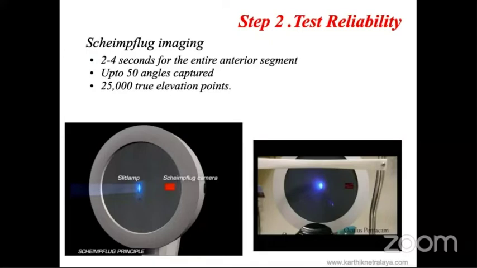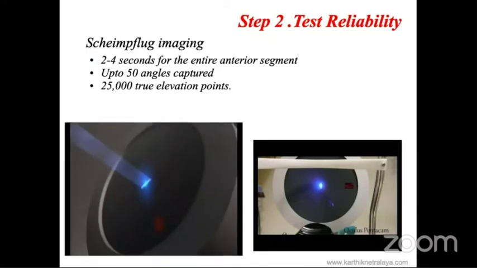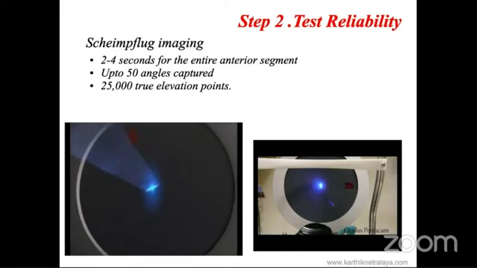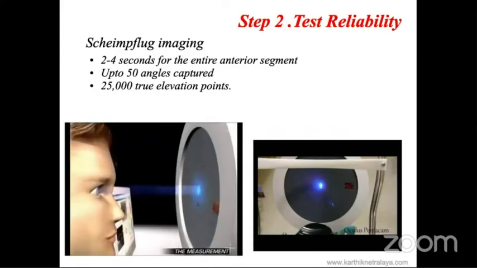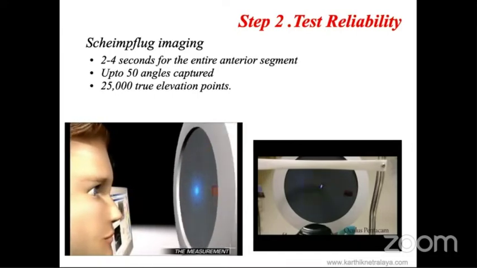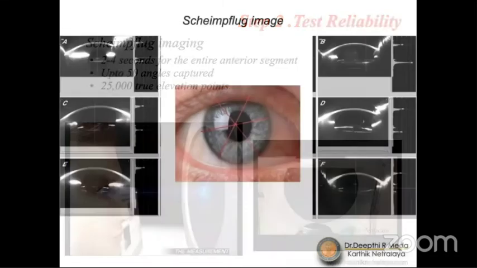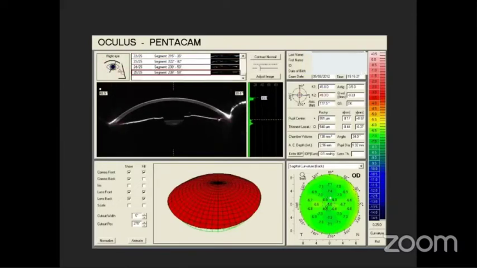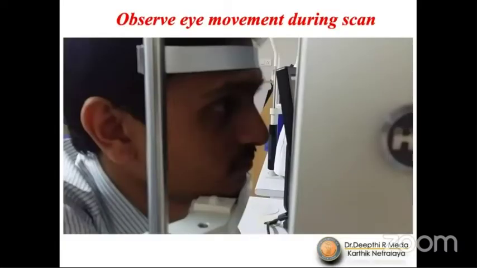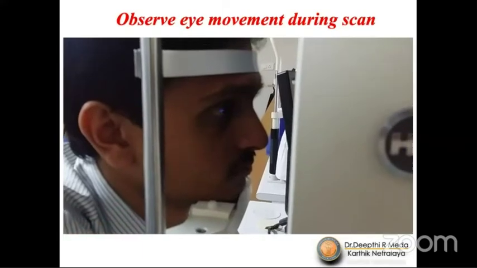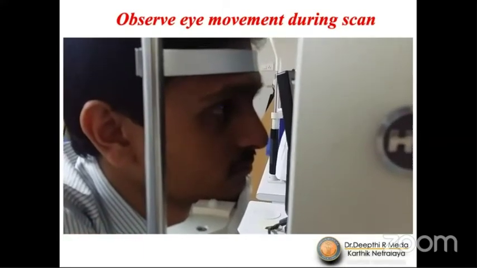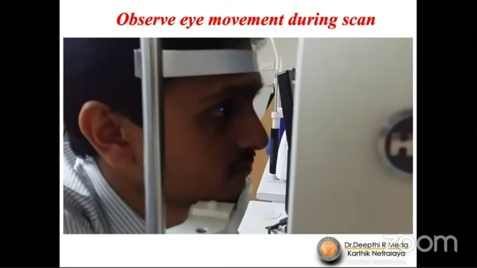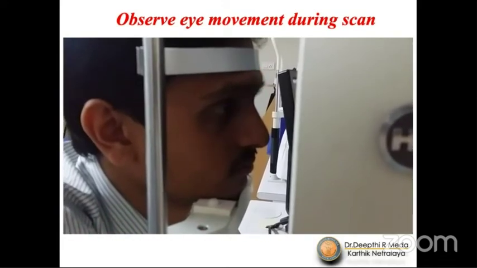The Pentacam is a very quick test, a quick scan. You have the central camera which monitors the movement of the eye, and the peripheral camera which captures the slit photos of the cornea. Once this is done, this is the overview map where you can actually go and inspect all the 25 or 50 slit images. Now this is a patient, when the scan is happening, look at him move. If this is the case, then obviously the data that is captured is not right.